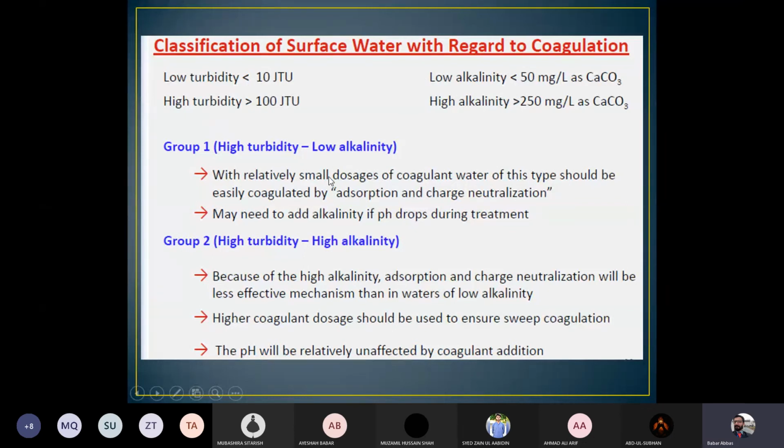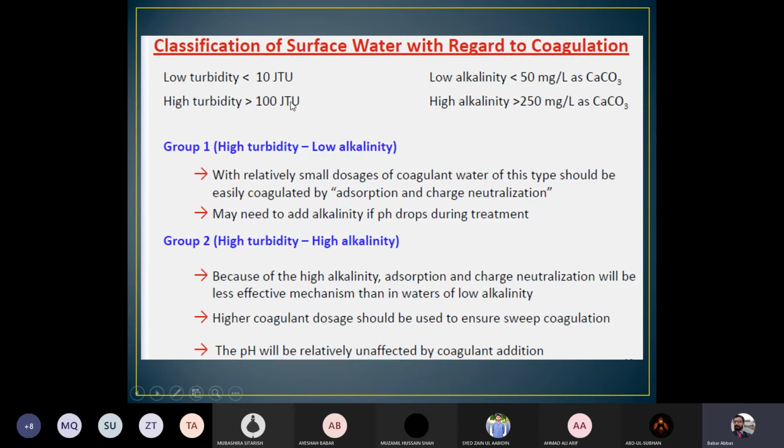With relatively small dosages of coagulant, water of this type should be easily coagulated by adsorption and charge neutralization, and it may need to add alkalinity if pH drops during the treatment. So now you have a process, and against this process its easiness has been stated, because turbidity is high and alkalinity is low, so in this you can effectively conduct adsorption and charge neutralization in coagulation.